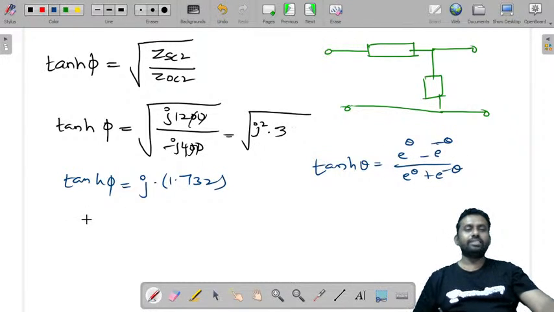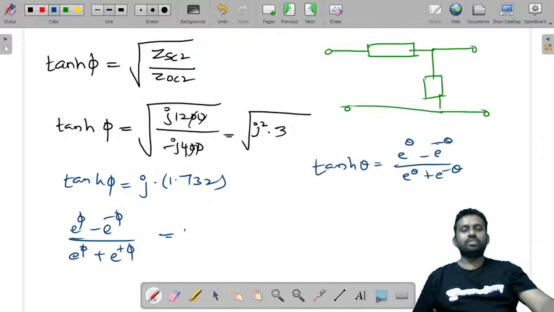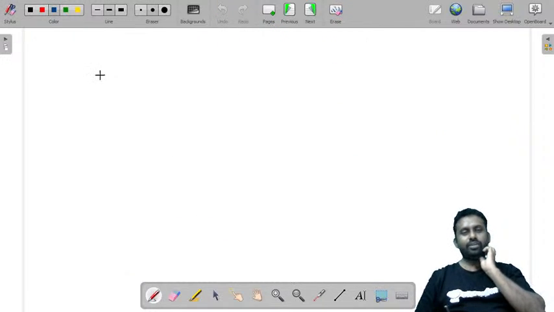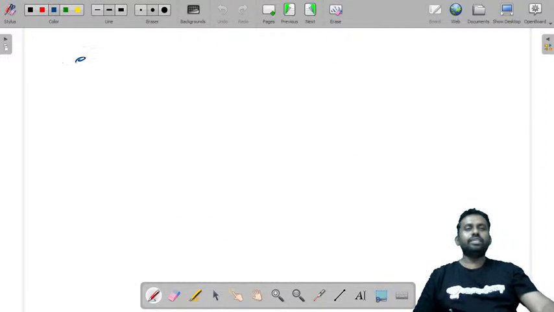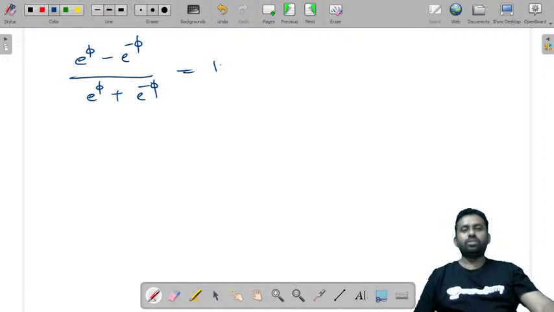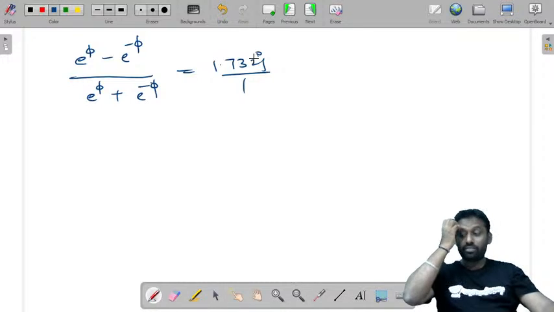So you can still write it as tanh phi is equal to e power phi minus e power minus phi by e power phi plus e power plus phi is equal to j 1.732. We can take the componendo and dividendo of this. So it is e power phi minus e power minus phi by e power phi plus e power minus phi is equal to 1.732j.